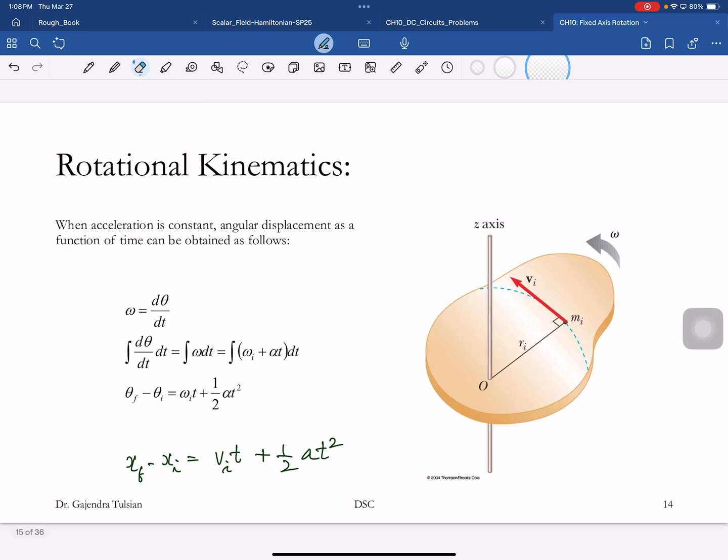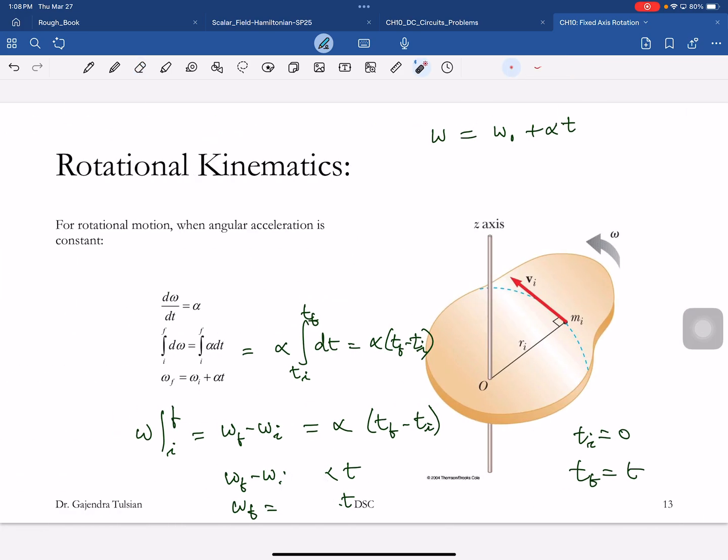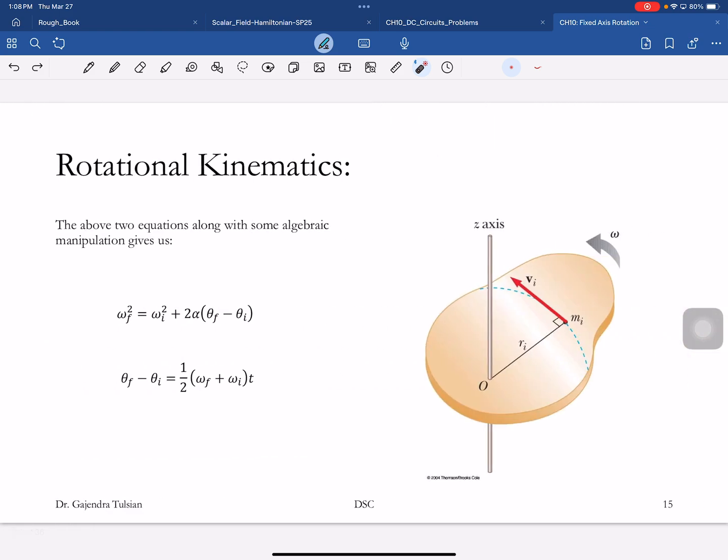And then using a little algebra in between these two equations, you can show this. So this is final angular velocity squared is equal to initial angular velocity squared plus 2 alpha, angular acceleration, times the angular displacement. Again, that is the parallel of v squared equals v initial squared plus 2a times x final minus x initial. And this is the angular displacement is average angular velocity times time.